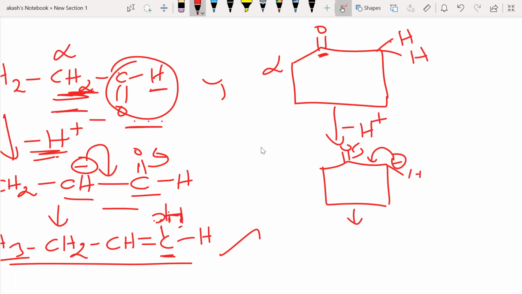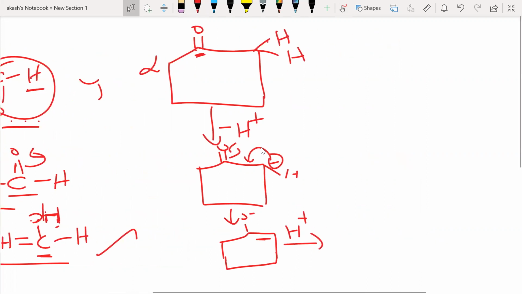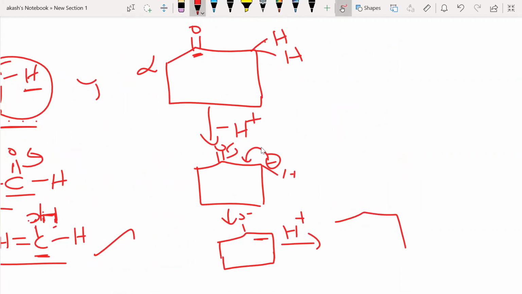So what will be the next structure? The next structure will be an O minus, a double bond here. Then you add the H plus. So if I add the H plus, O minus will become OH and the double bond stays. Yes, did you get this?